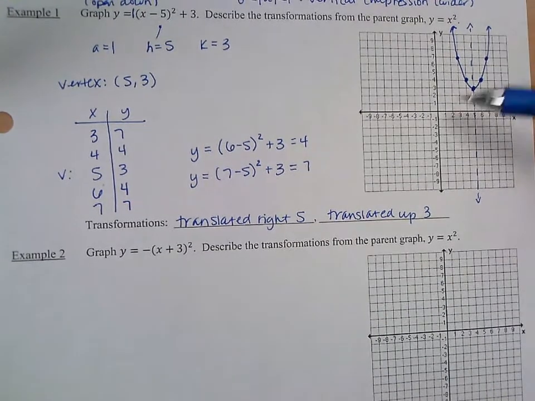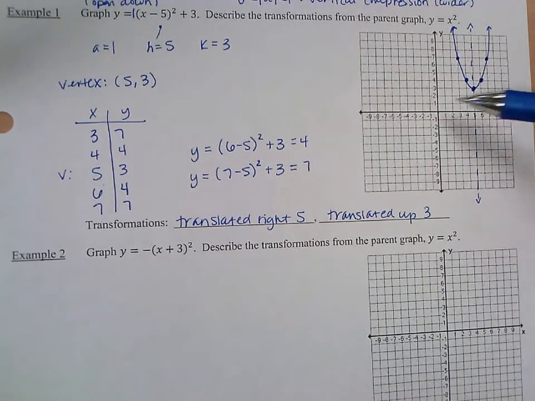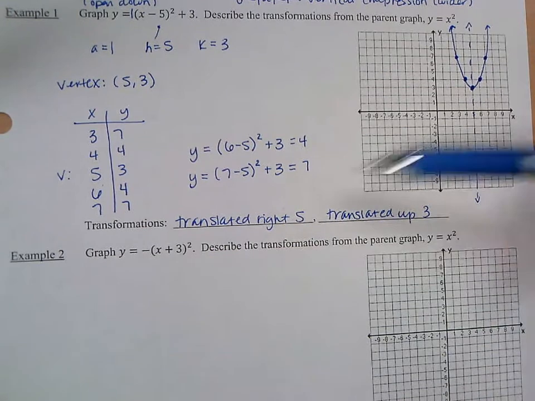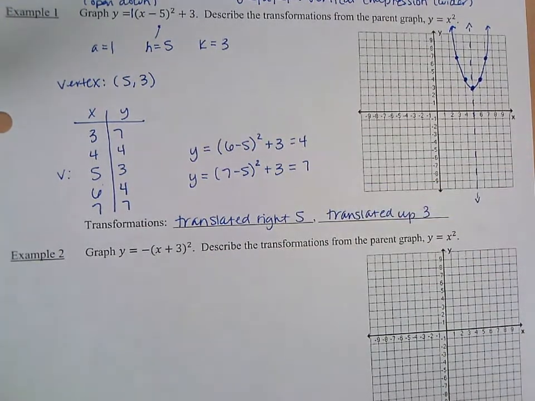Okay, and you can see that from the graph. The vertex started at 0, 0. It went over 5 to the right and then up 3, and that's where your new vertex is. So that should make sense when you look at the graph that those transformations happened.